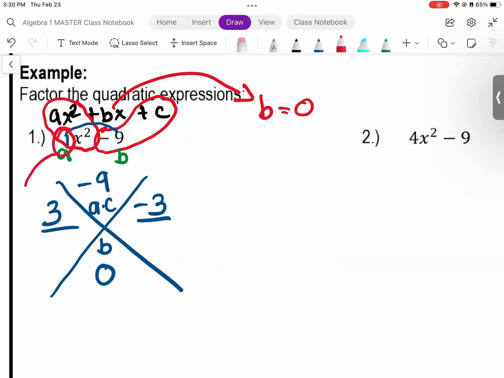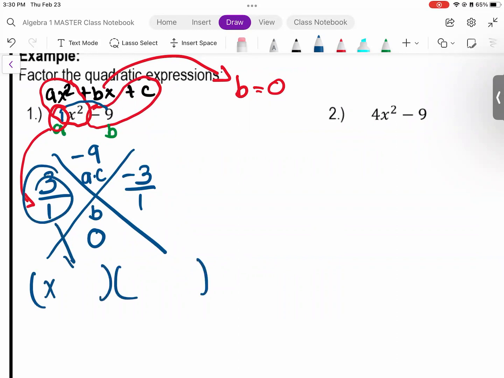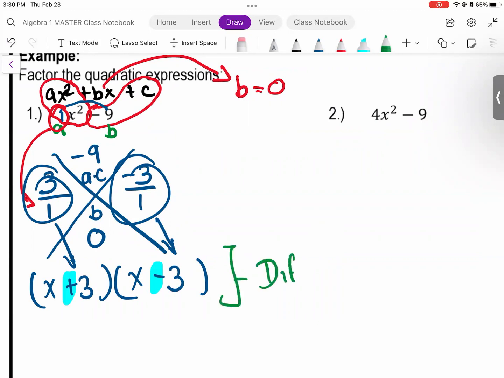Now don't forget, we still have to divide by our a value, which in this case is just 1. Okay. So our factors are going to be 3 divided by 1, which is +3, and then -3 divided by 1, which is -3. And if you notice, they are the exact same thing, besides one of them has a positive and the other one has a negative, which is why we call this a difference.